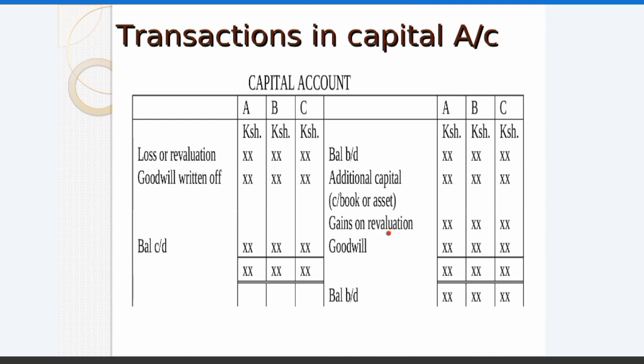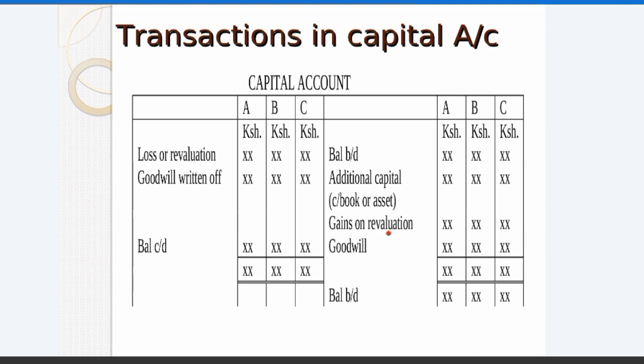The second way this capital can increase is by any gain on revaluation. So we talked about assets being revalued in cases of admission or retirement of a partner. So assets will be given new values. They will be valued afresh.